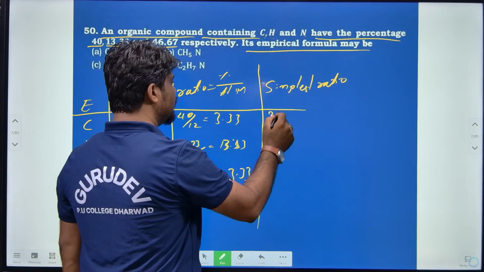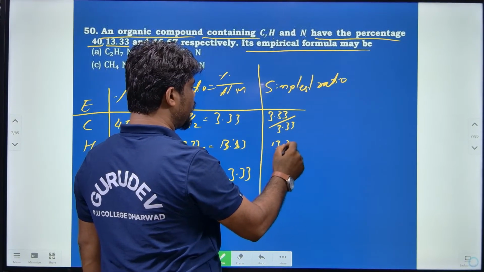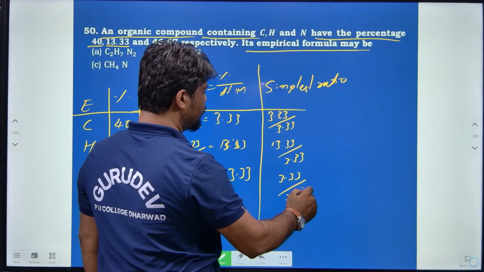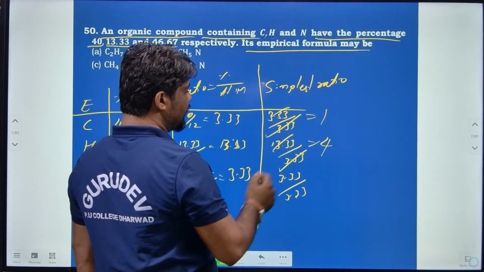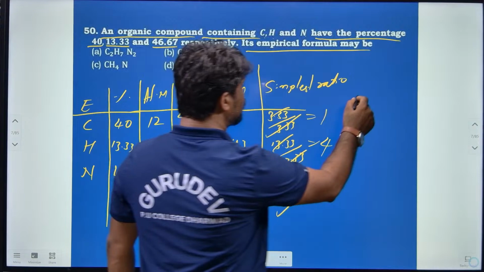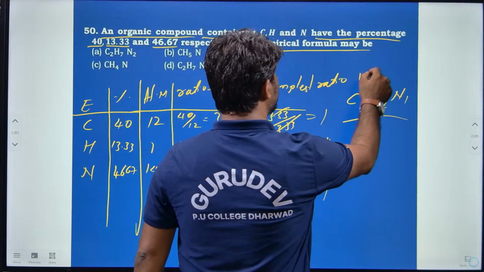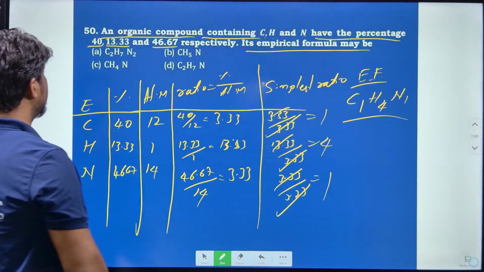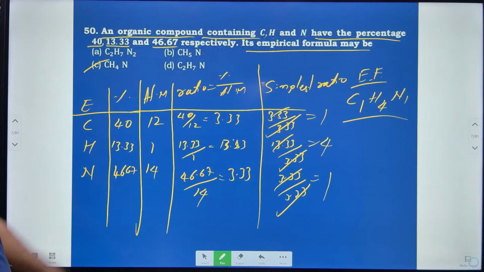The simplest ratio is obtained by dividing all by the least value. 13.33 divided by 3.33 gives 4, 3.33 divided by 3.33 cancels, I will get 1, and here again 1. So there will be carbon 1, hydrogen 4, and nitrogen 1. This simplest ratio is the empirical formula. So the answer is CH4N, which is option C, the right answer for the question here.